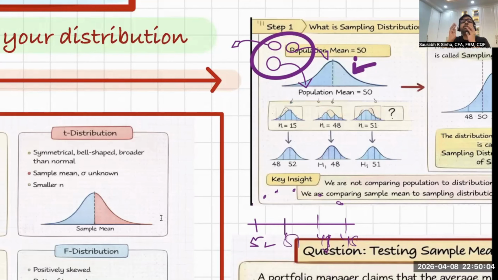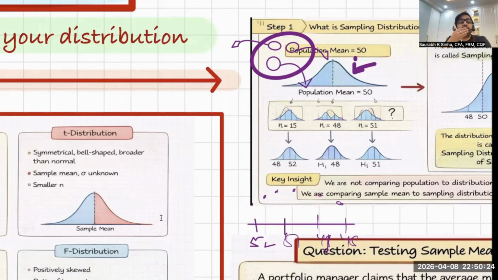distribution of sample statistics. And one of the sample statistics is the sample mean. It could also be the sample variance. If you plot the sample variance, that will become the sampling distribution of the sample statistic, that is variance. Perfect. And in hypothesis testing, we work with sampling distribution.